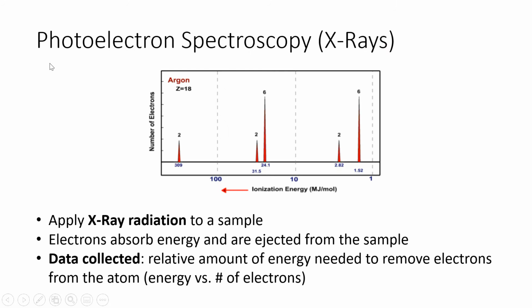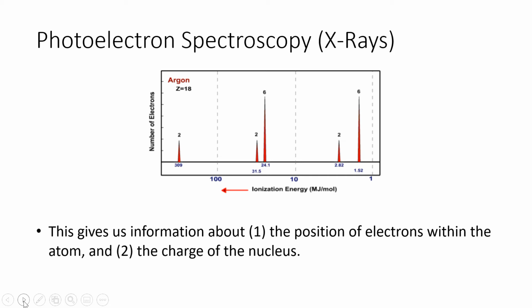And then photoelectron spectroscopy, this is the one we've been talking about right now in class. This is where we apply a higher energy source of radiation, like X-ray radiation, to your sample. And you're applying so much energy that we can actually eject the electrons from the atom itself. And we can measure what's being ejected from your sample. The data collected is going to be, your y-axis is your number of electrons, your x-axis is your ionization energy. So basically how much energy was needed to remove those electrons. And it gives us information about the position of electrons within the atom and also the charge of the nucleus. So it definitely tells us some information about those electrons.